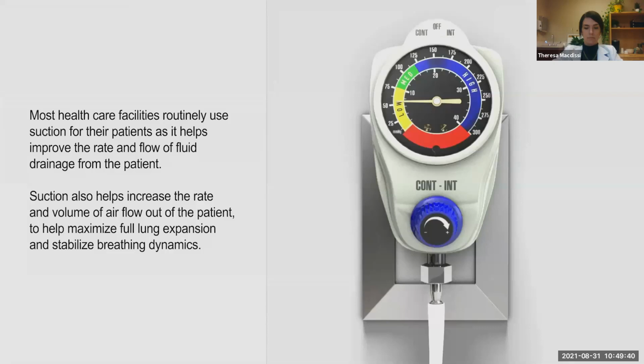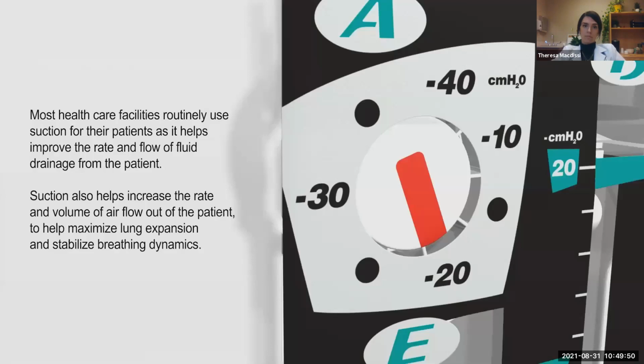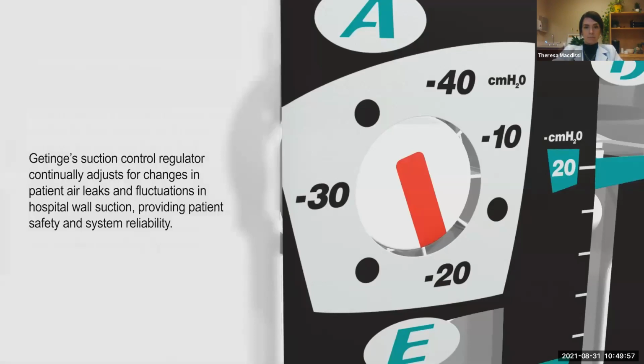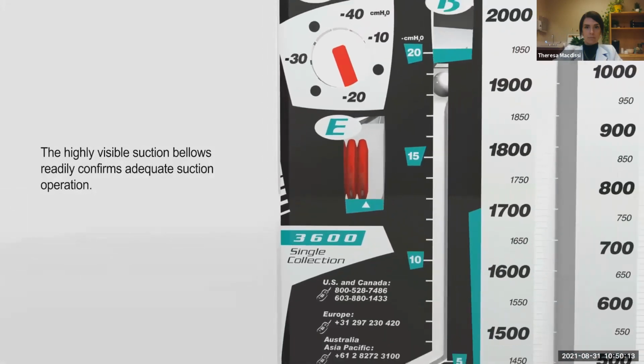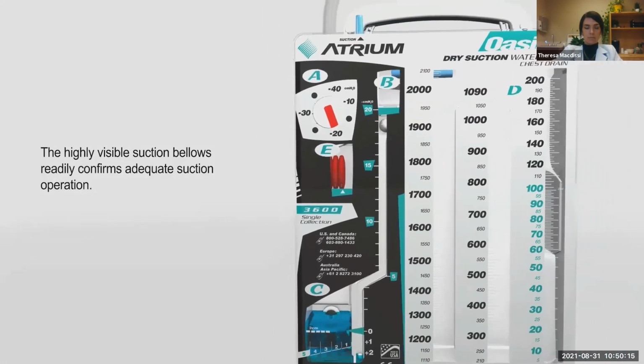Most healthcare facilities routinely use suction for their patients, as it helps improve the rate and flow of fluid drainage from the patient. Suction also helps increase the rate and volume of airflow out of the patient to help maximize lung expansion and stabilize breathing dynamics. Getinge's suction control regulator continually adjusts for changes in patient air leaks and fluctuations in hospital wall suction, providing patient safety and system reliability. The highly visible suction bellows readily confirms adequate suction operation.